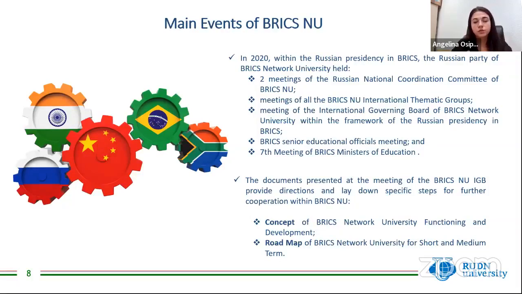Next, I want to say that in 2020, within the Russian presidency in BRICS, the Russian party conducted the following events within the framework of BRICS Network University activities. So there were two meetings of BRICS National Coordinating Committee, meetings of the BRICS Network University International Thematic Groups, International Governing Board of BRICS Network University, Senior Educational Officials Meeting, and meeting of BRICS Ministers of Education.